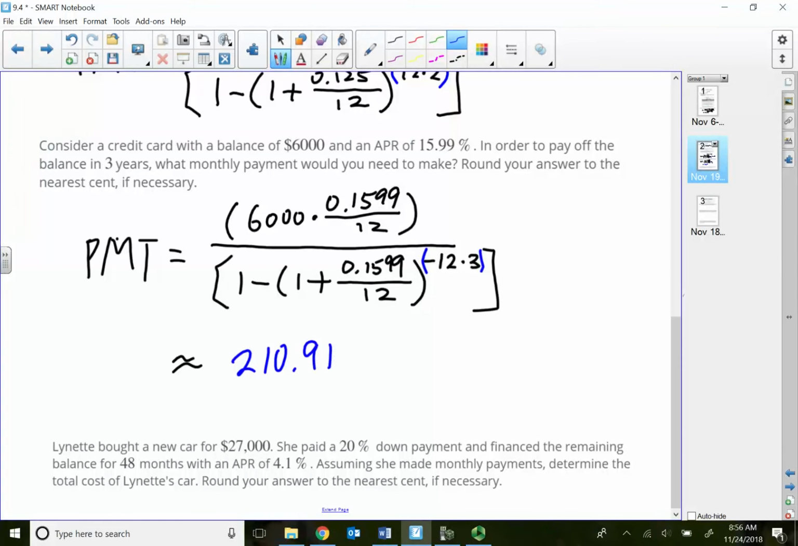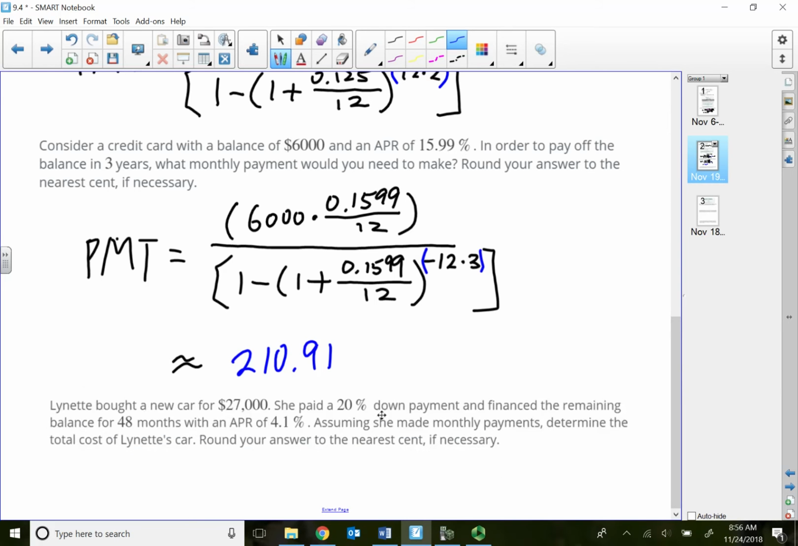Alright, so this will be my monthly payment if I decided not to put any more charges on the balance, and this is what I will need to make to pay off the entire balance in 3 years.